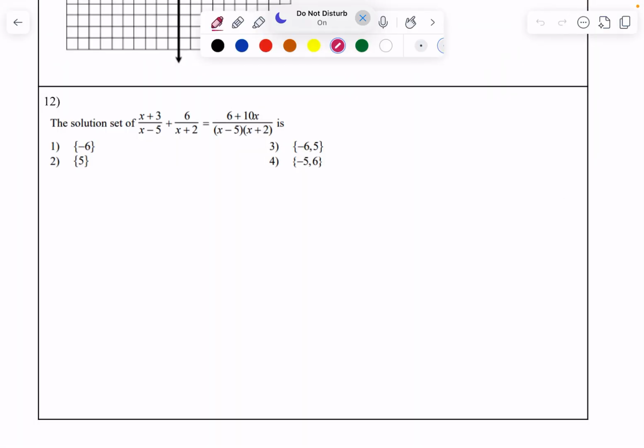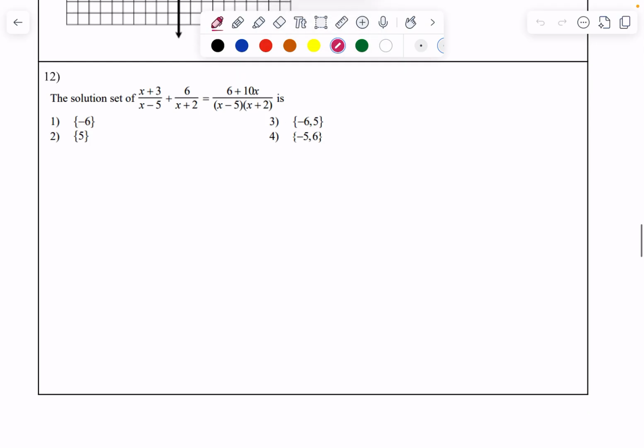Hello everyone, let's go over some rational equations to review for our test. So for the first one, we have all the denominators factored already for us, which is really beautiful, so we don't have to do that step. So you go down to the following step, which is to look for the LCD.